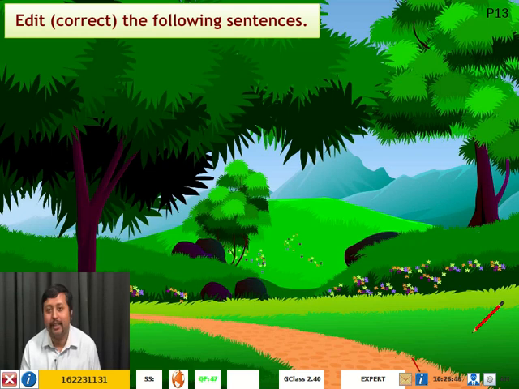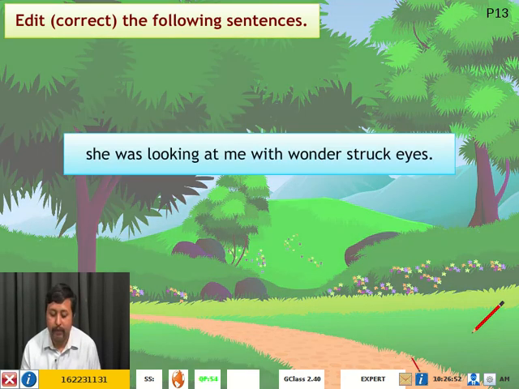Now some sentences will come which may have errors. What you need to do is edit the following sentences. She was looking at me with wonderstruck eyes. Now what's wrong with she? Very good. It is the first word of the sentence, so it should be in capital, right? So, She was looking at me with wonderstruck eyes.